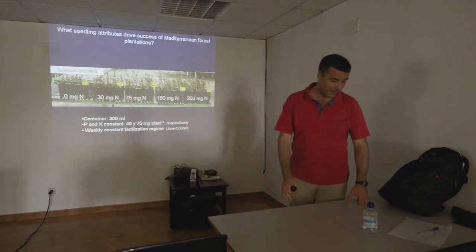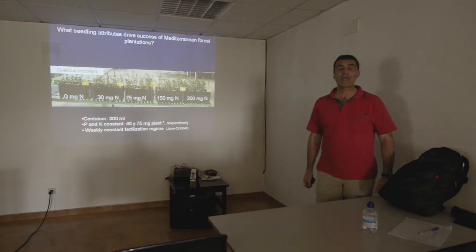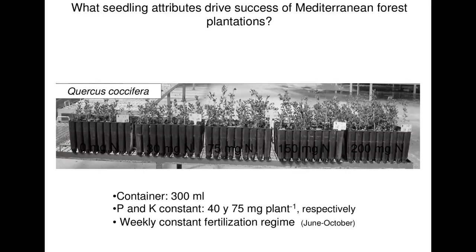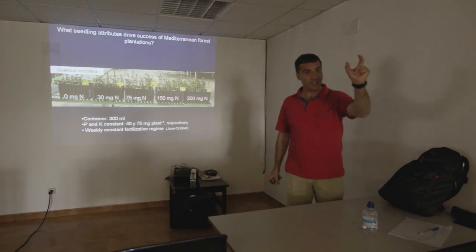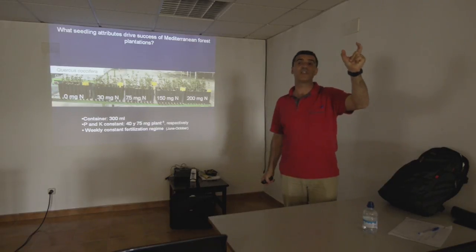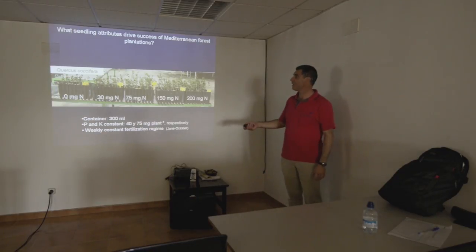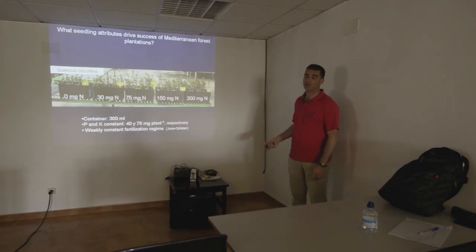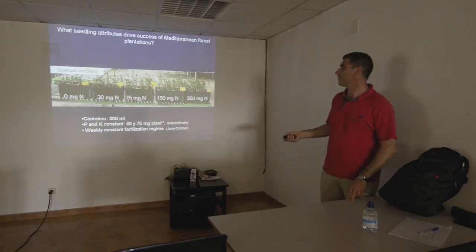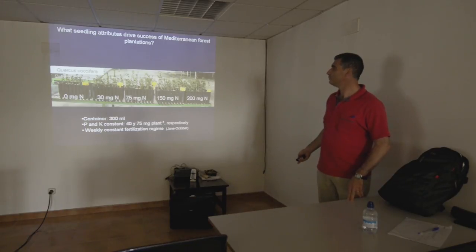Another example. This is with a shrub. This shrub is Quercus coccifera. This is a fertilization experiment. And what we tested is the effect of an increasing nitrogen fertilization rate on the outplanting performance. So we had seedlings that received no fertilization. The oaks grow quite well without fertilization because the acorn is so large that the reserves that the plants have are so high that they can grow quite well in the nursery without any fertilization. But we tested different treatments representing different amounts of nitrogen fertilization.